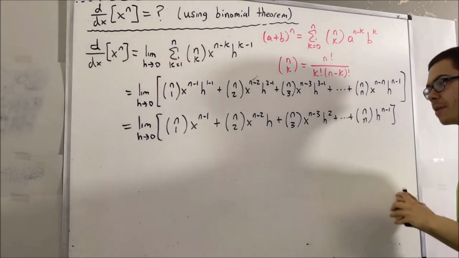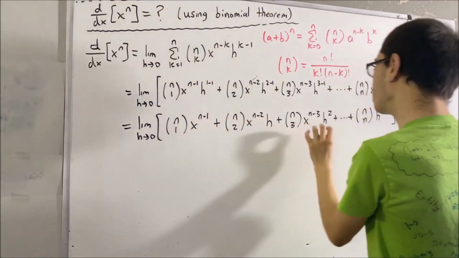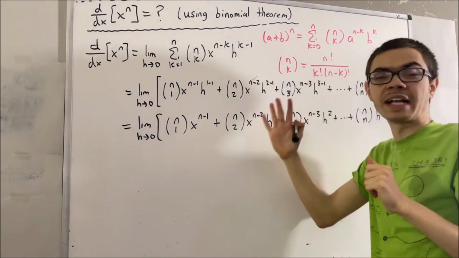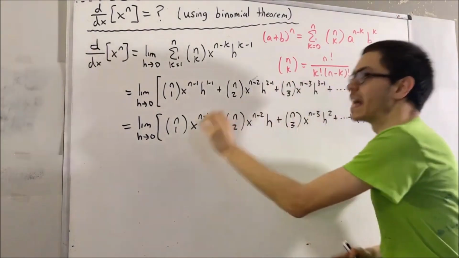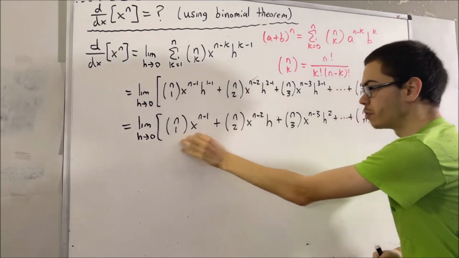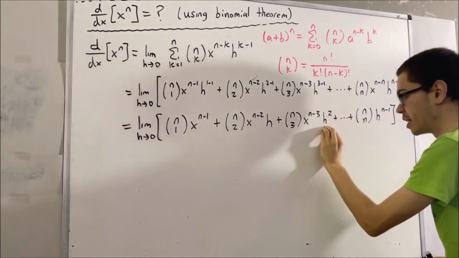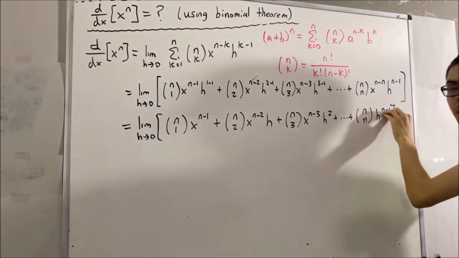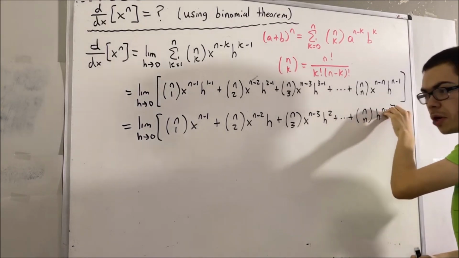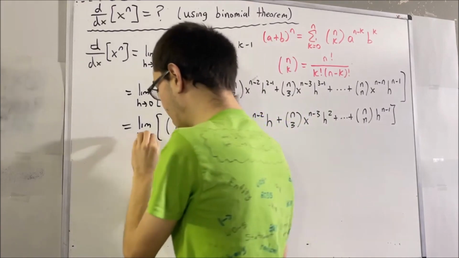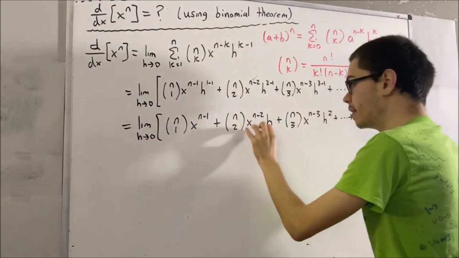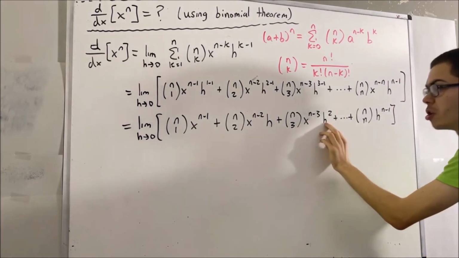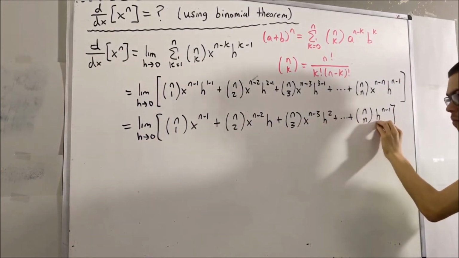But notice what happens. Every single term has h to the power of some positive integer, except for this one. So notice we have h to the power of 1, h to the power of 2, and we keep going, we're going to have h to the power of n minus 1. So notice when we take this limit as h approaches 0, this term becomes 0. This term also becomes 0, and so on, this term becomes 0.